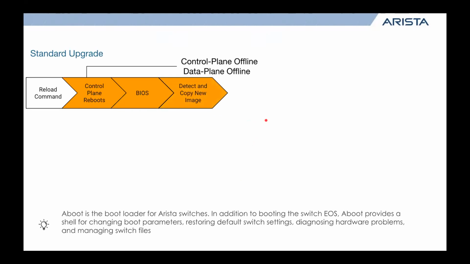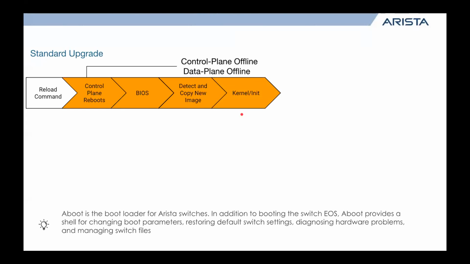After that, we do something a lot of people don't realize we do. We actually will detect the target image we're upgrading to and copy it to a hidden file on flash. The goal there is basically it's a safety mechanism to protect users from scenarios where the image is accidentally deleted off the switch and you don't have usable version of code on the switch. And I'll show you actually that file in our demo later.